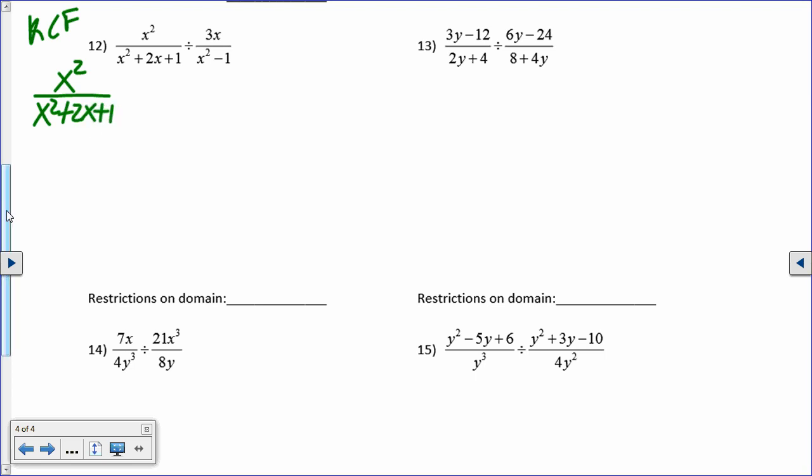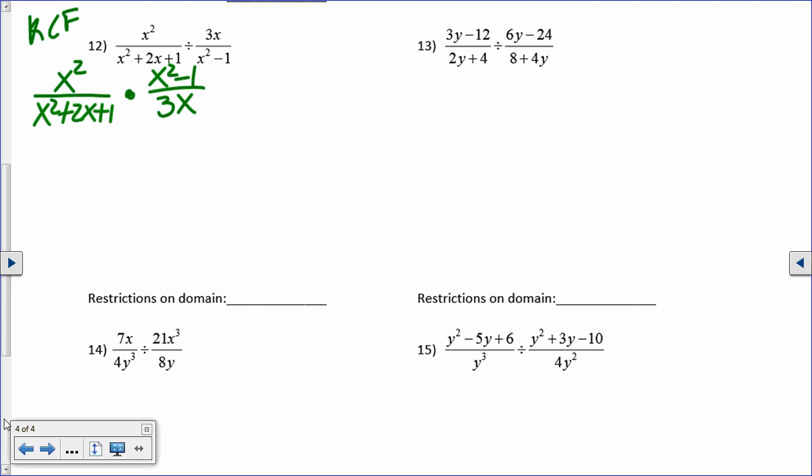What does the C stand for? Change what? Change the multiplication, or sorry, change division to multiplication. And then F, flip the second fraction, so it becomes x squared minus 1 over 3x. Then from here, you proceed just like we did on the previous page.